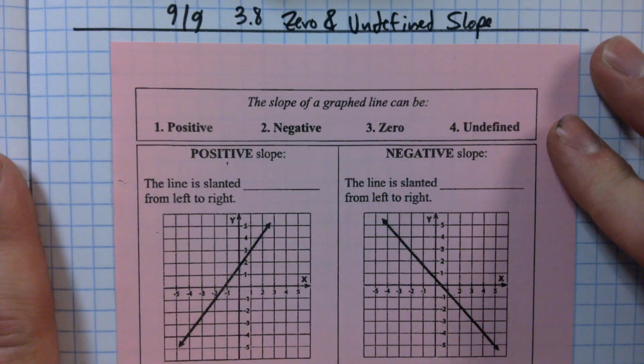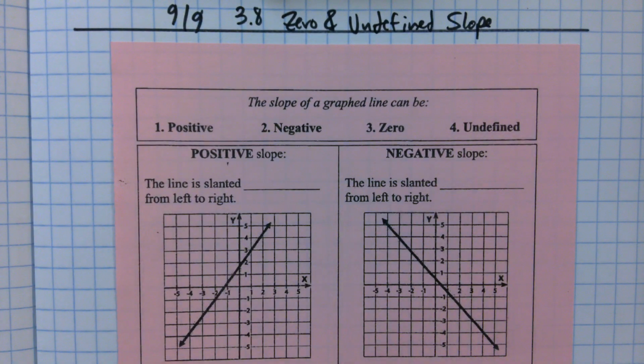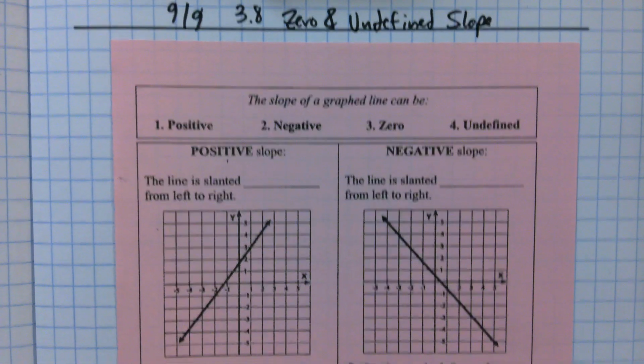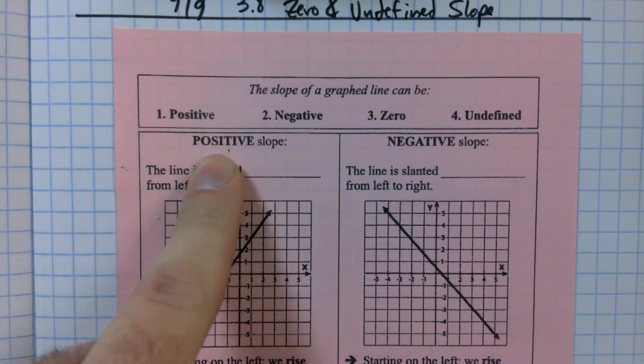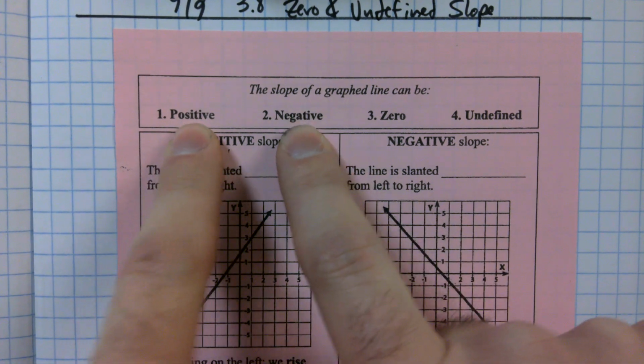When we're finding slope, right? That's basically what this whole unit is about, is just finding slope in a bunch of different ways. So far we've only seen two types of slope. We've seen a positive slope and we've seen a negative slope.